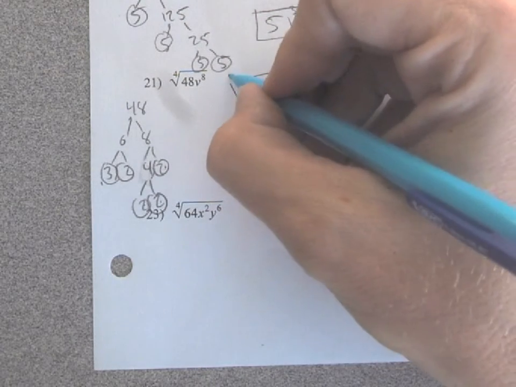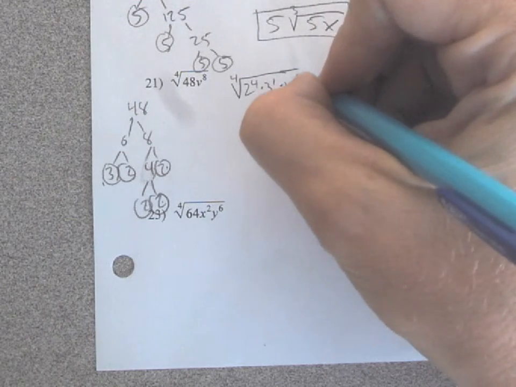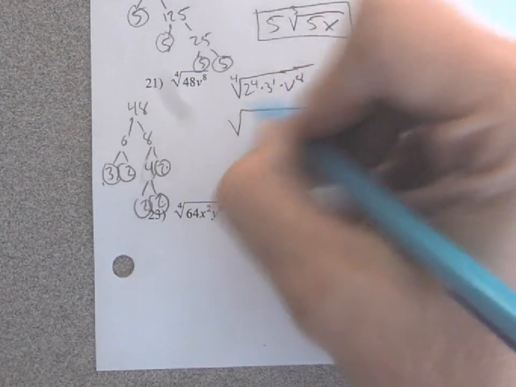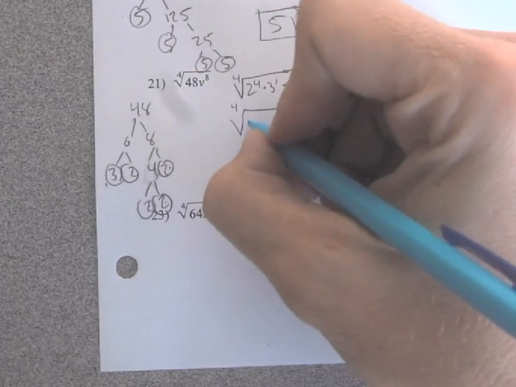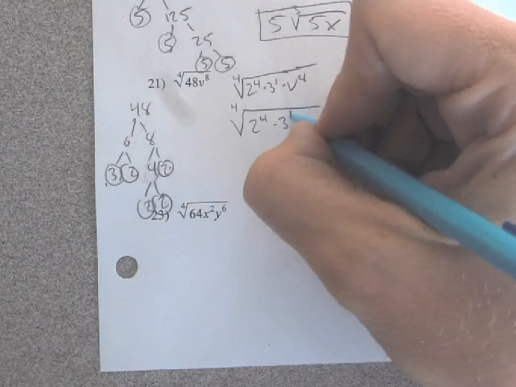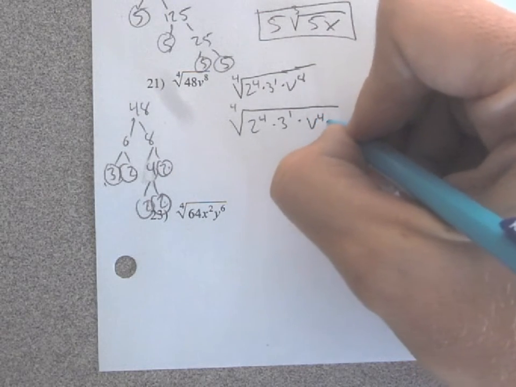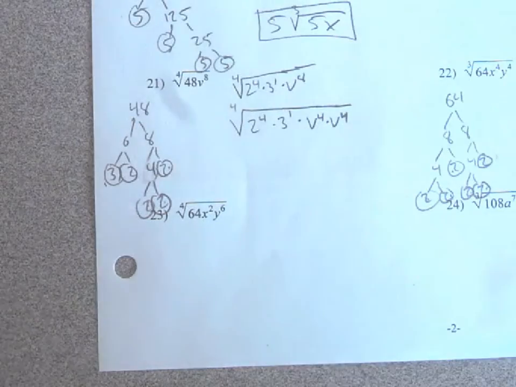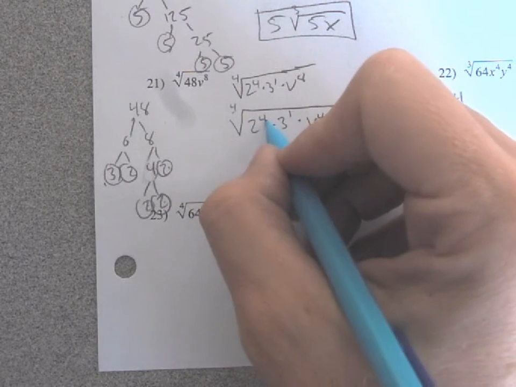So I have the 4th root of 2 to the 4th times 3 to the 1 times v to the 8th. Okay, now remember, I'm looking for powers of 4 this time. So if you want to use that jail analogy, only the guys that have powers of 4 can get out of jail. So I have 2 to the 4th already. That's cool. I have 3 to the 1, and I can take this v to the 8th and make it v to the 4th times v to the 4th, just breaking it apart into pieces. So now anything that has a power of 4 can get out of jail, basically. So the 4 and the 4 are going to undo each other.